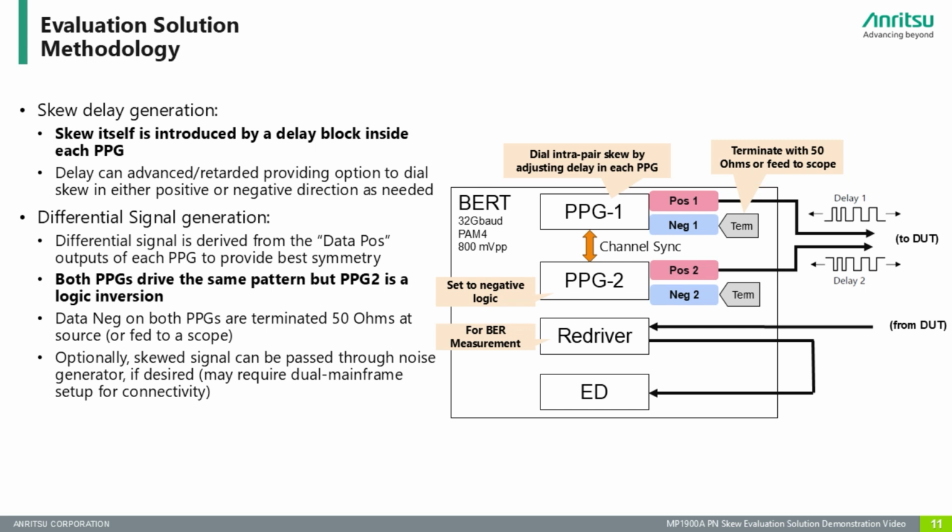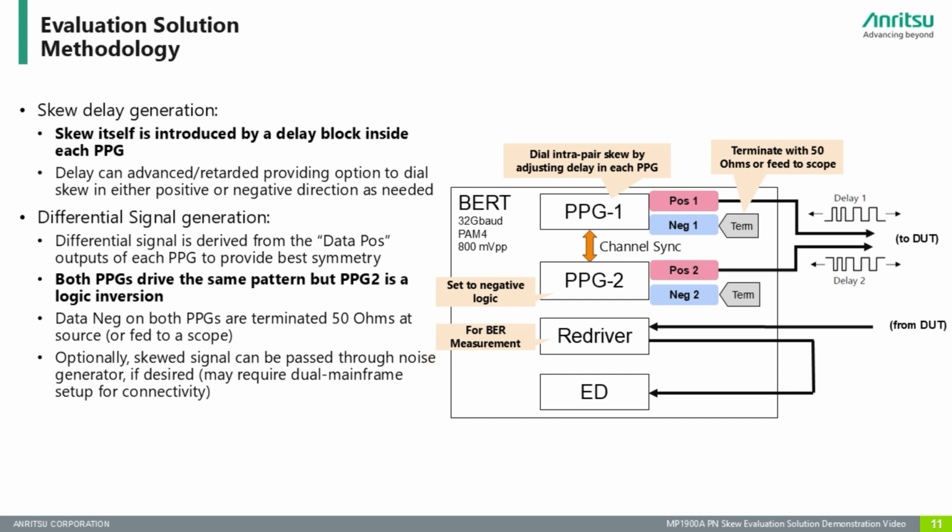Optionally, the skewed signal can be passed through the noise generator. This will require a dual mainframe setup. In the example test for this video, we will measure the effect of intra-pair skew on bit error measurements. For PCI Express Gen 6, connect the DUT output to the redriver input.